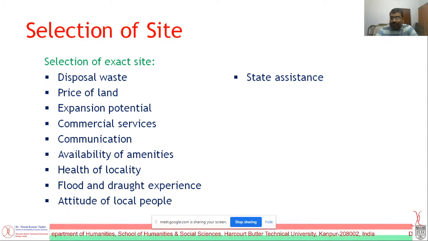Whether you have the potential to expand your unit or not. Commercial services are available or not. What is the land use, or the availability of the amenities nearby, social amenities, corporate amenities, communication and all those things. Health of the locality is very important.